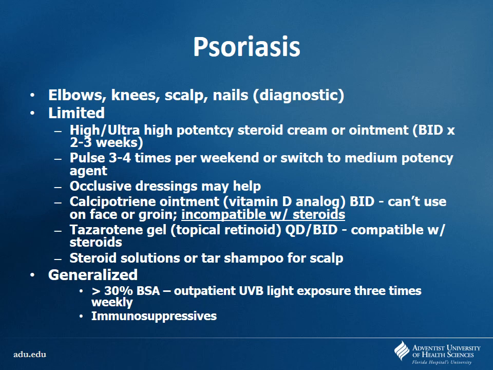Sometimes occlusive dressings can help with the irritation there, and sometimes we'll use calcipotriene ointment, which is actually a vitamin D analog that tends to have some positive effects on treating psoriasis. You don't want to use this on the face or groin due to absorption issues, and it's incompatible with other steroids. So if patients have failed steroids, this might be another thing we can possibly use.